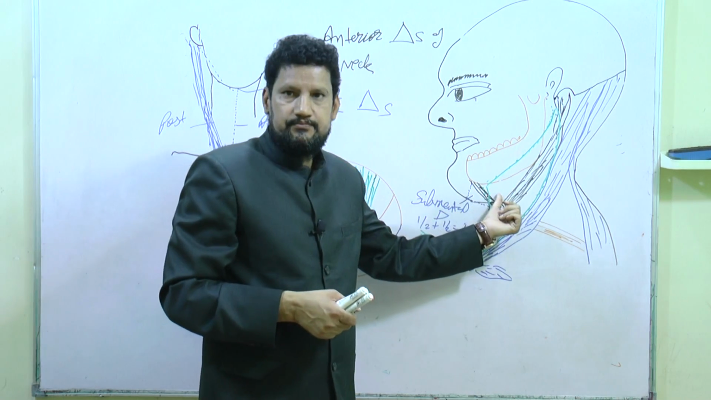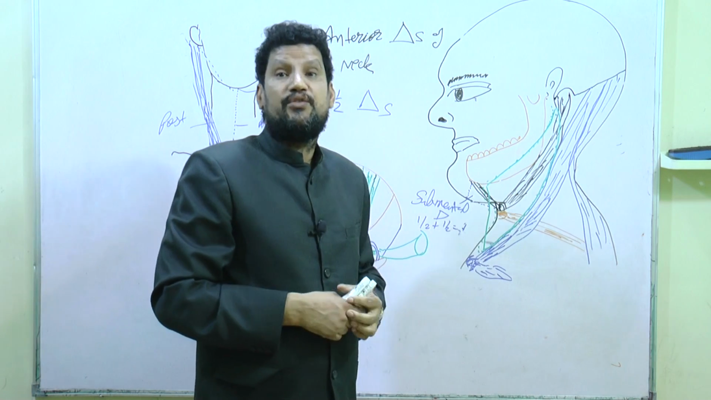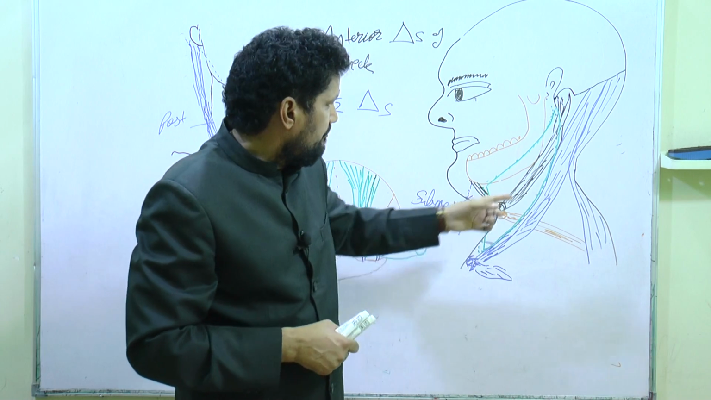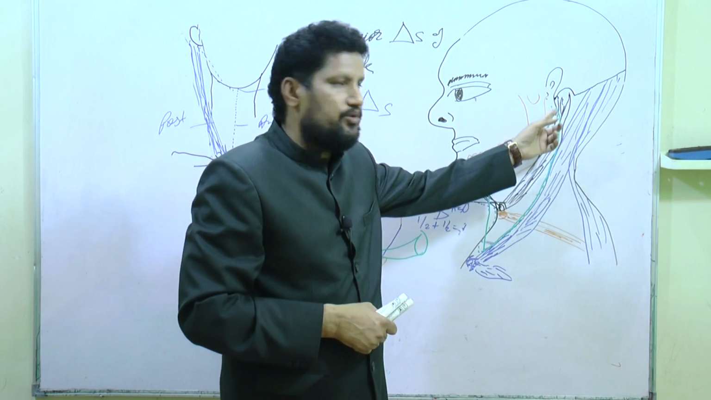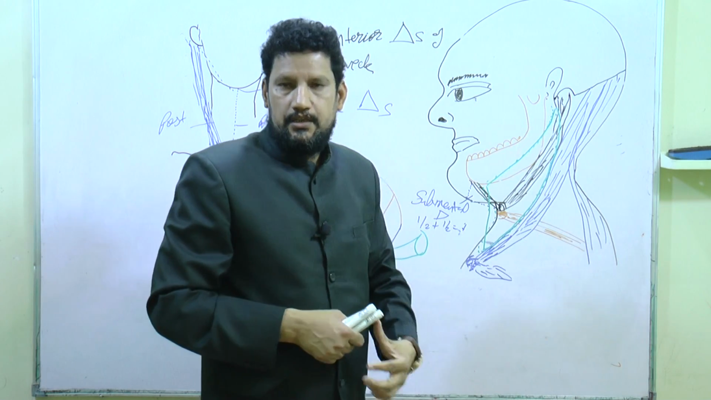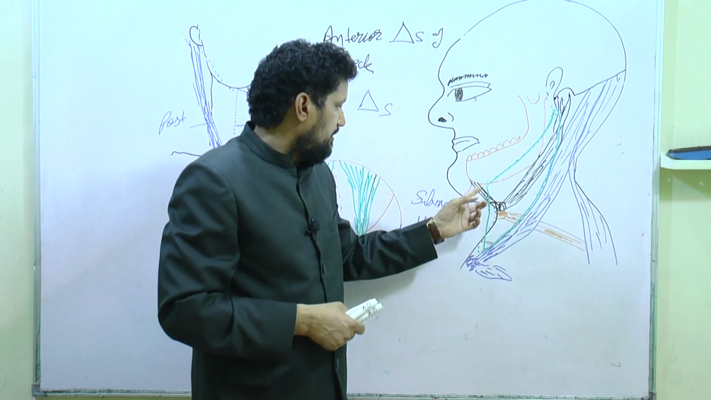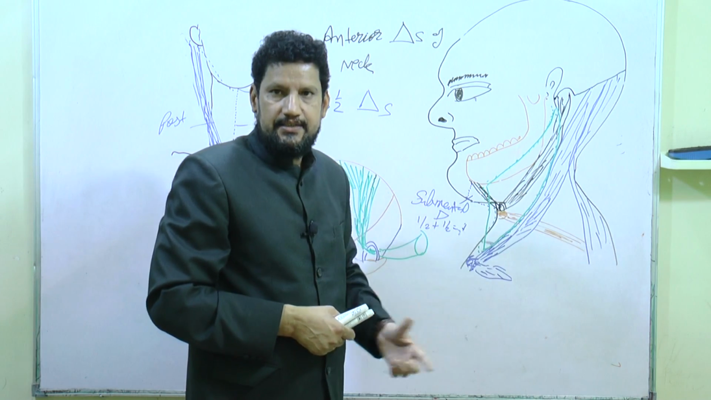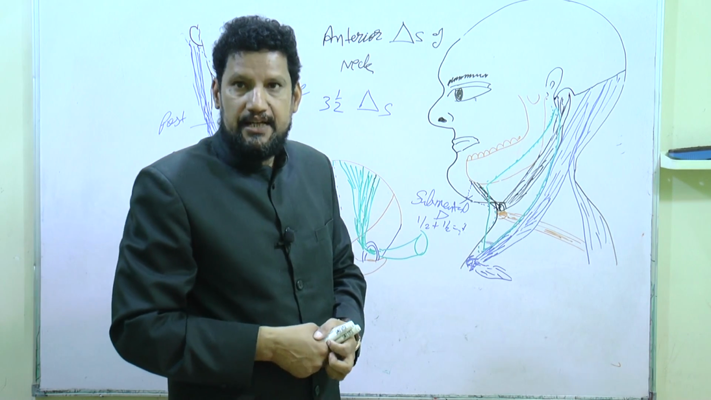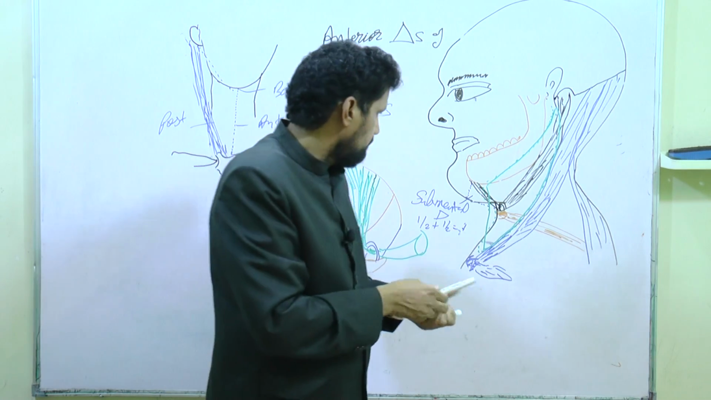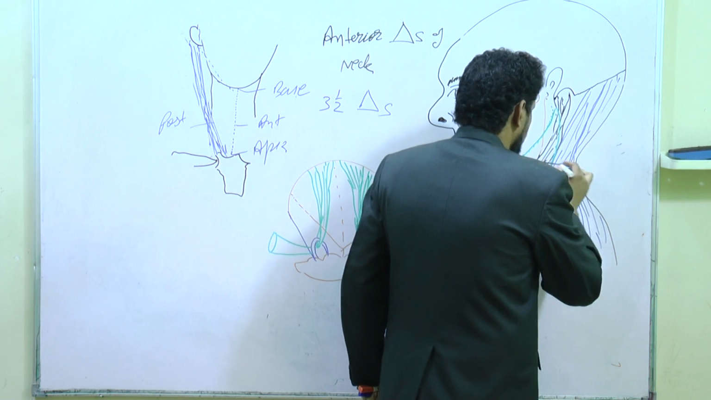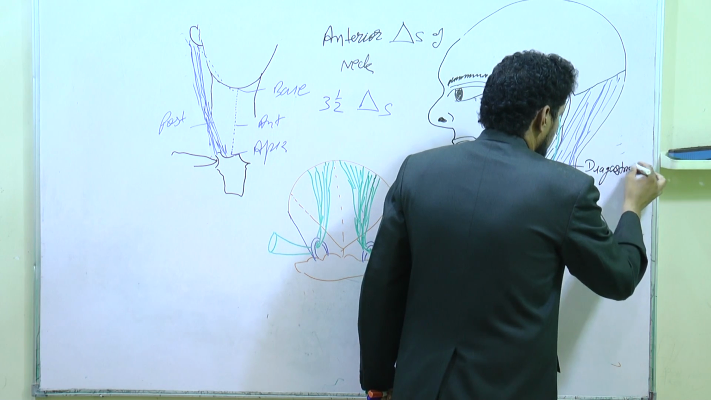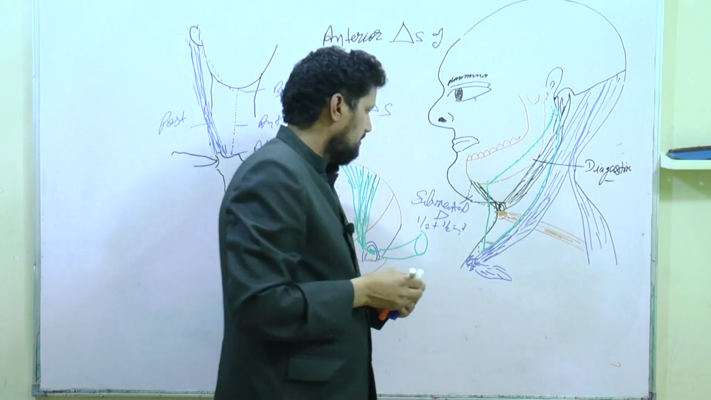This triangle is between the base of the mandible and an imaginary line extending from the angle of the mandible up to the mastoid process. This is the base, between the anterior belly and the posterior belly of digastric. The triangle is named the digastric triangle. This is the digastric triangle.